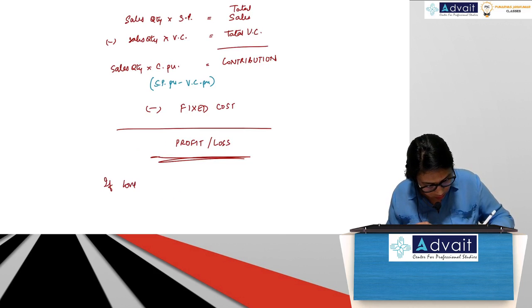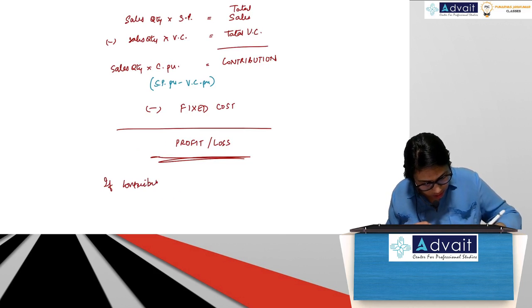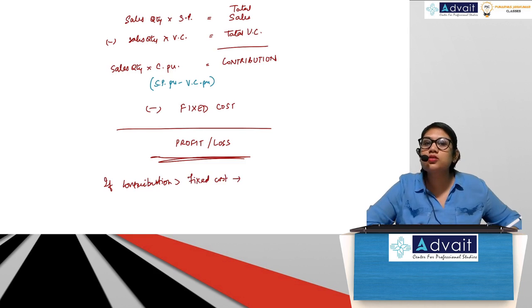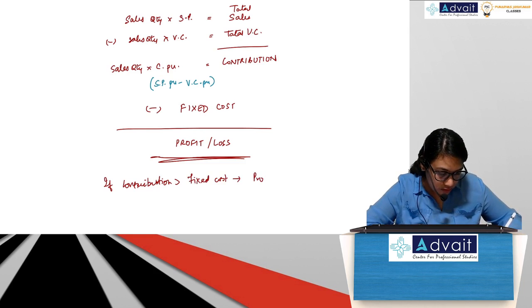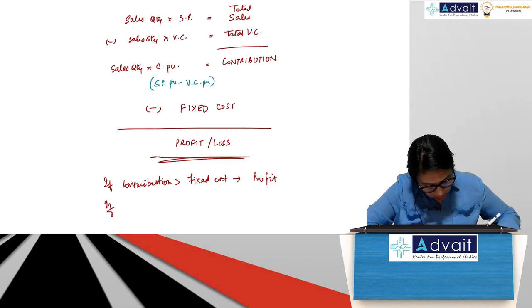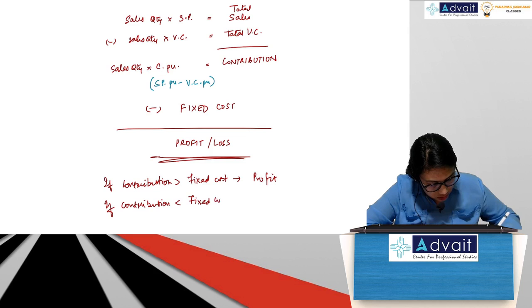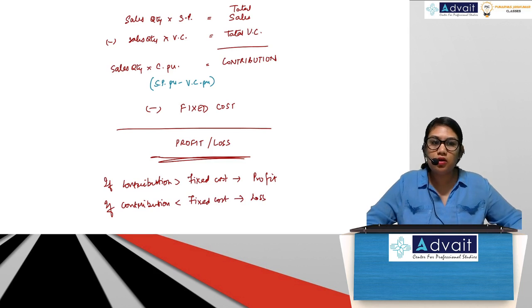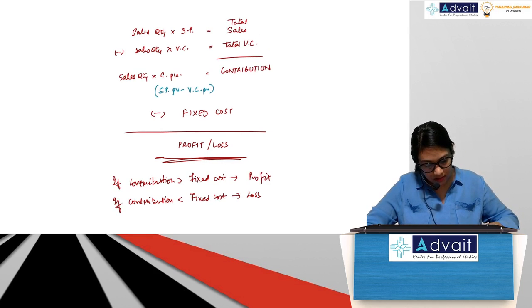Now obviously, if contribution is greater than fixed cost, will I get profit or loss? Profit. So the more the contribution, the more the profit. If contribution is less than fixed cost, then the organization will incur a loss. You can actually copy this.